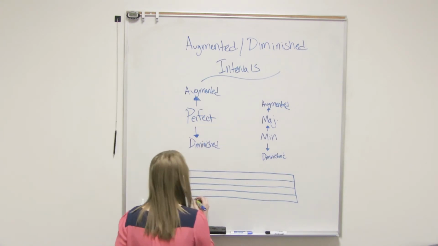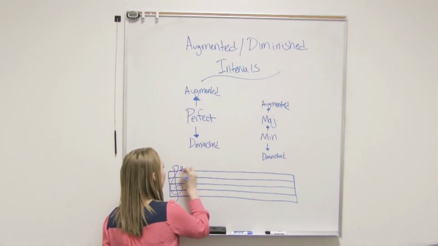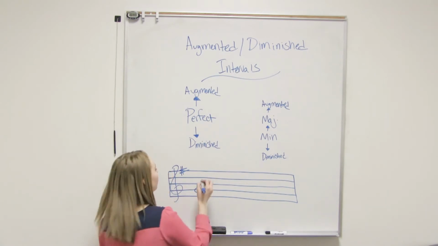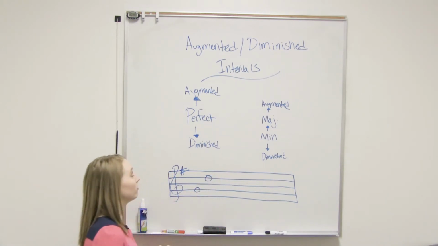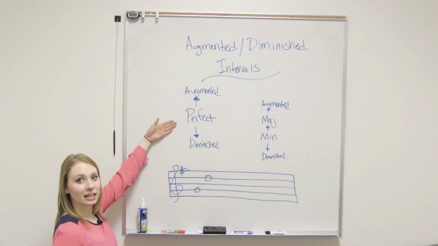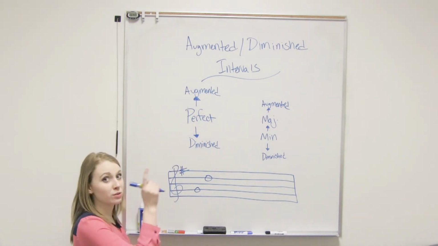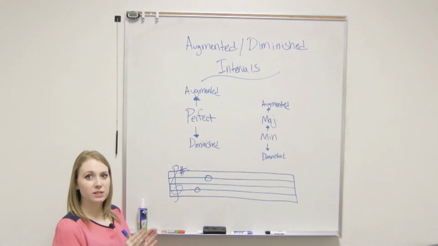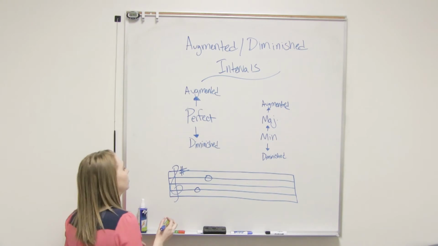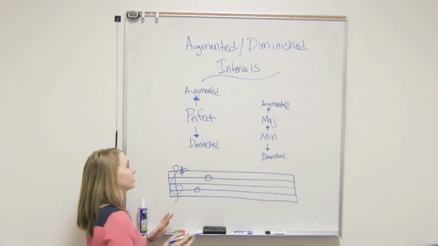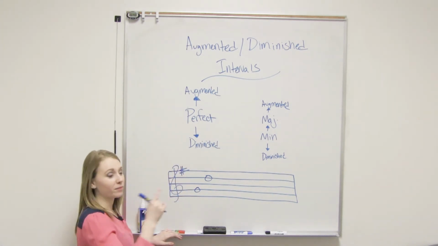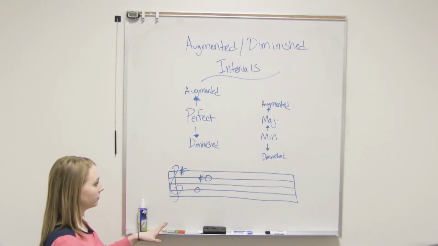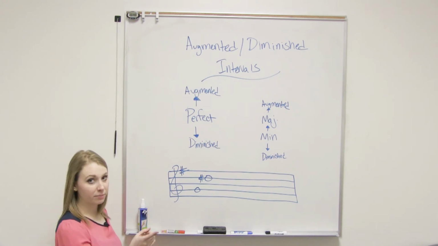So if we have a perfect interval, let's say we're in the key of G major, we'll have G and we'll do a perfect fifth, which will be D. Now if we wanted to augment this interval, what we would need to do is raise either the top pitch or lower the bottom pitch. This makes it a half step bigger. So I'm going to do the simpler route, which is to just raise the top note. So this is an augmented perfect fifth. So G to D sharp.